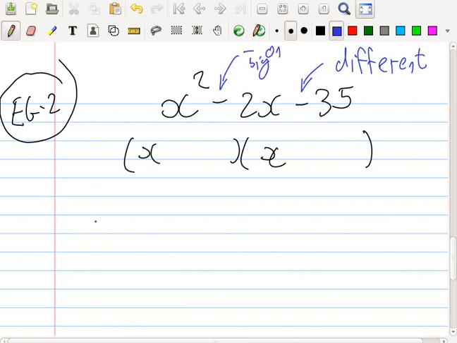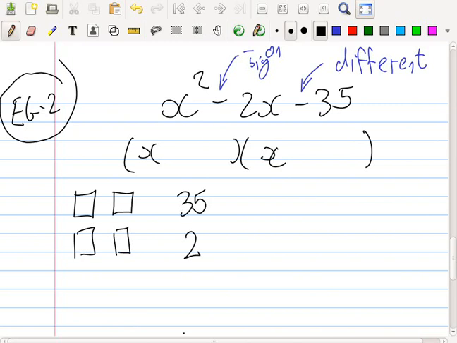Okay, so like before, we need two numbers. Now this is where you have to be careful. That multiply to make 35 and add to make 2. But there's a sign in there as well, okay? So we're happy that it's going to be 5 and 7, but we need to choose the signs correctly. Minus 7 and plus 5.